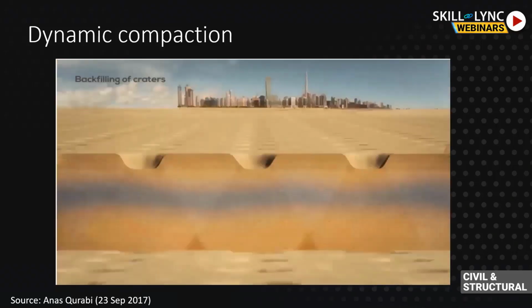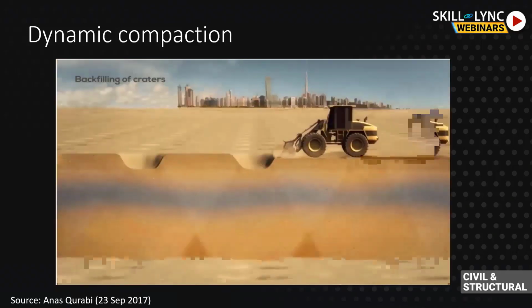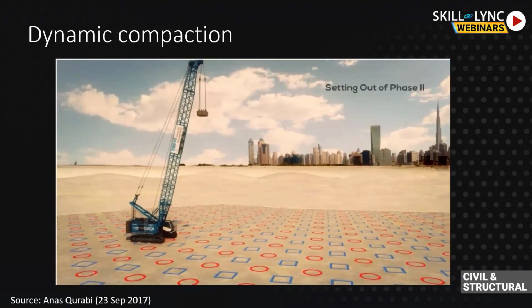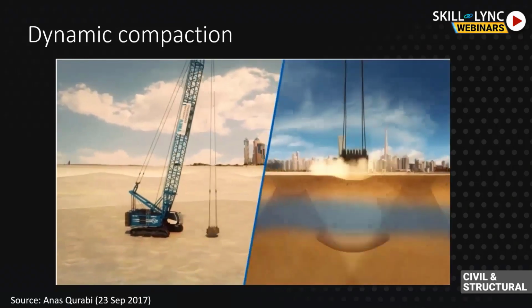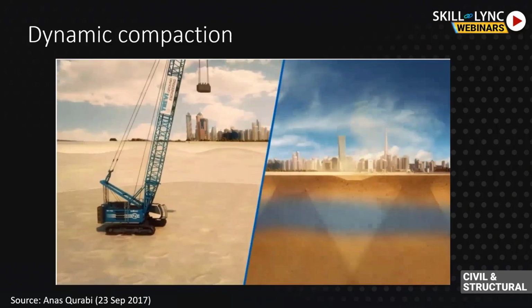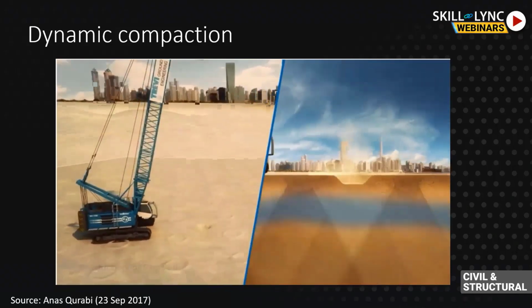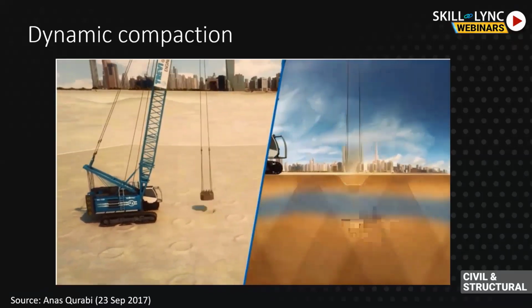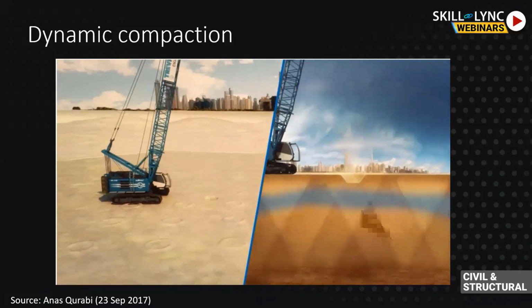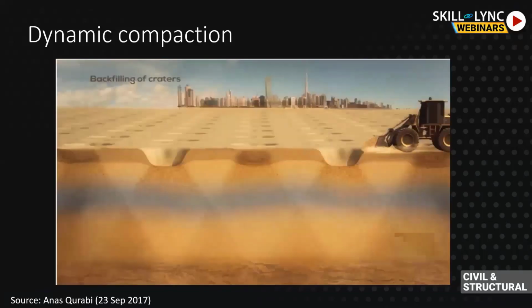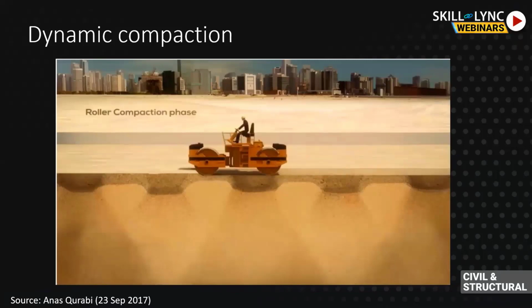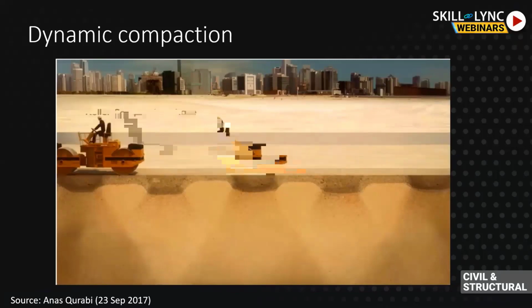Once all the craters are done, or all the marked portions are compacted with the weight, the backfilling of the craters is done, and then phase 2 of the dynamic compaction is set out in between the areas which were compacted earlier. So by these two phases, as you can see in the figure on the right, the entire soil strata gets compacted well. There are even overlapping zones where the compaction is very well done. Only a small portion in the upper sand layer remains not much affected. The compaction of that layer is achieved through roller compaction.